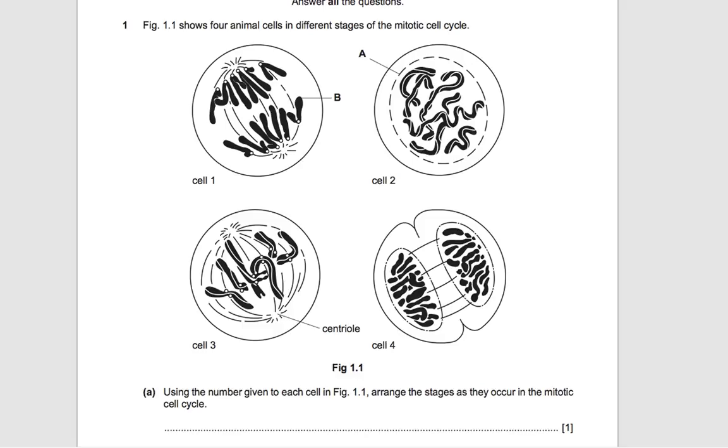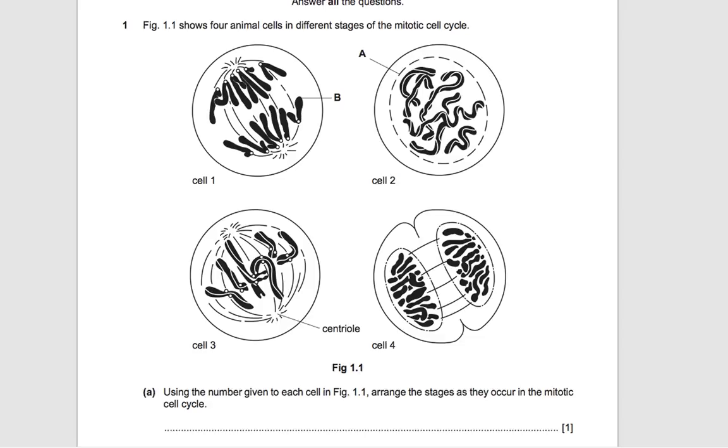And then in cell 3, you can see that the chromosomes have indeed condensed, and they have lined up on the equator. And you can also see the spindle forming and attaching to the centromeres. So cell 3 is going to be the second step. And then in this one, you can see that the sister chromatids have separated, so this one would be anaphase, and they have migrated to each of the poles of the cell with the help of the spindle fibers. So this one is the third one.